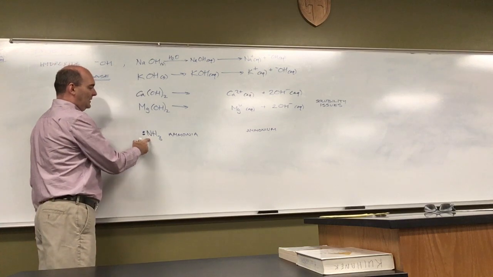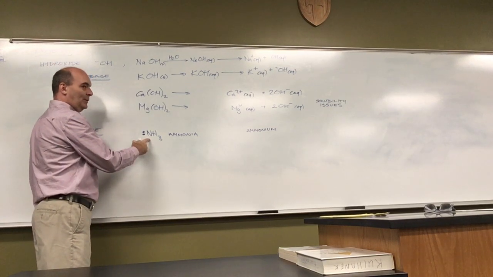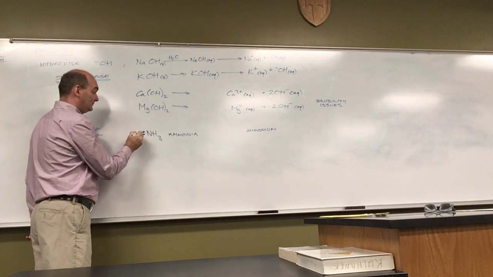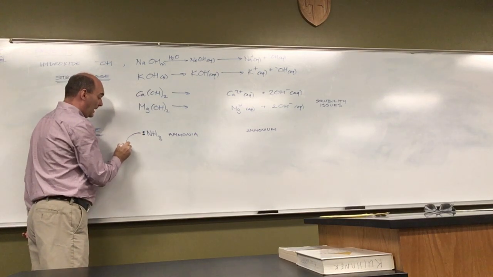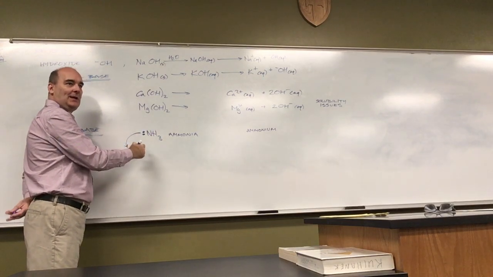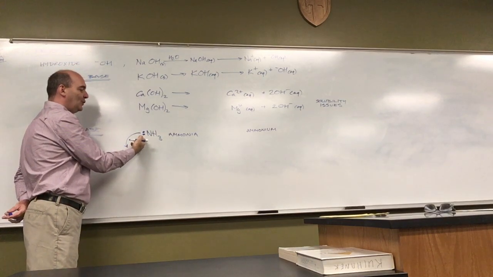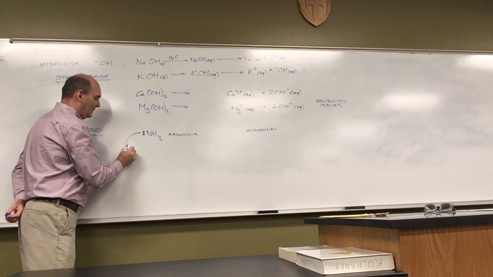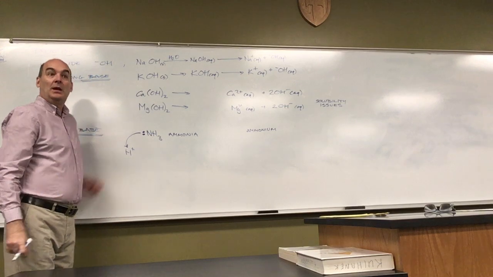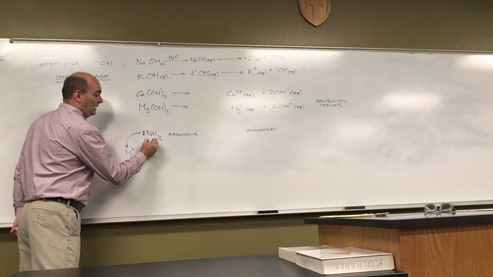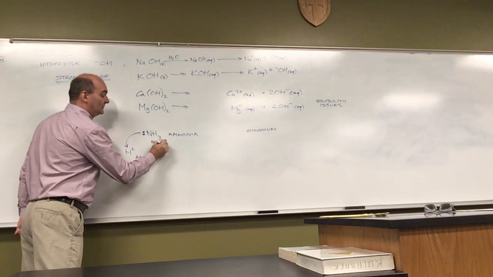Here we go. I'm going to take my ammonia, lone pair of electrons, curved arrow, has to be curved. In chemistry, the motion of 2 electrons is described by a curved arrow. It reaches out and grabs H+. H+ is my acid. Ammonia is my base.